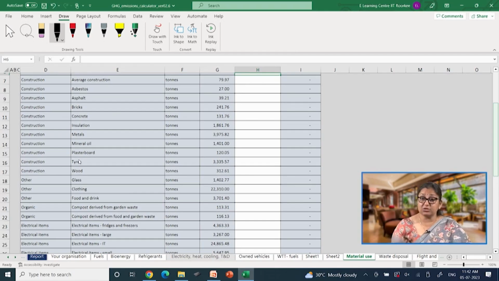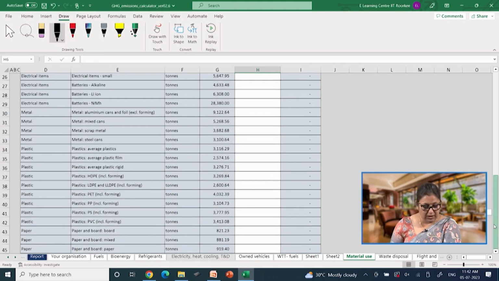Now, even if we do not fill up the data, this gives us a very clear understanding of which materials are energy intensive or emission intensive and which ones are not. You can look at the natural materials and then you can compare them with the materials which have a high emission factor value.